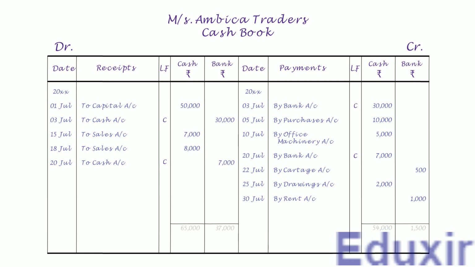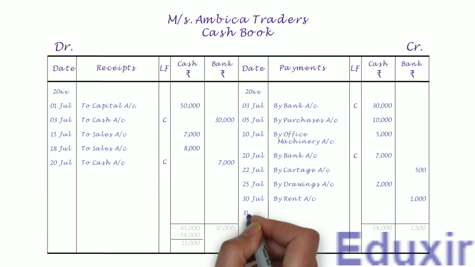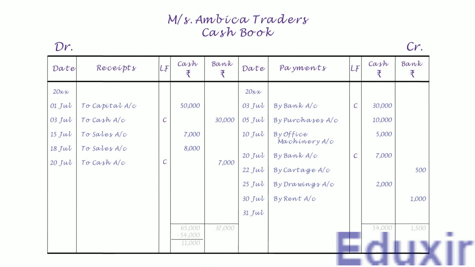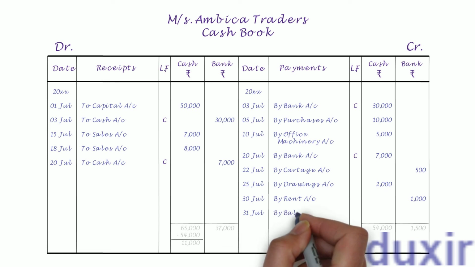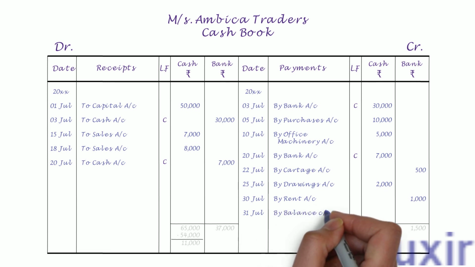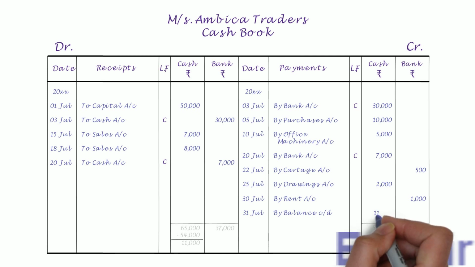Let us first find the balance for the cash column. From 65,000, if we subtract 54,000, we get 11,000. This is the balance carried down and is equal to the cash at hand. Now, the balance carried down will be the last entry on the last day of the month. So, let's mark the date as the last day of the month. We need to write balance carried down on the payment side. Let us also write 11,000 in the cash amount column.